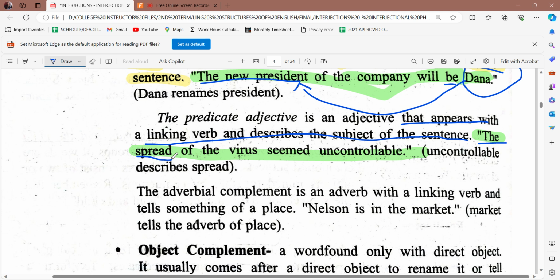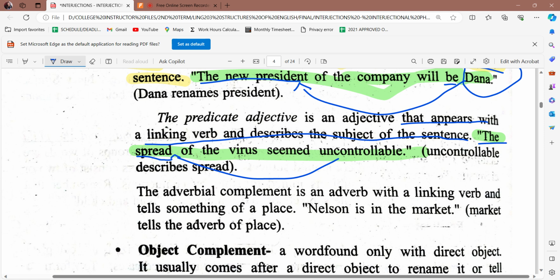And then, let us find what describes the spread. The spread is what? The spread is uncontrollable. It describes the subject of the sentence. So the word uncontrollable here is our predicate adjective.